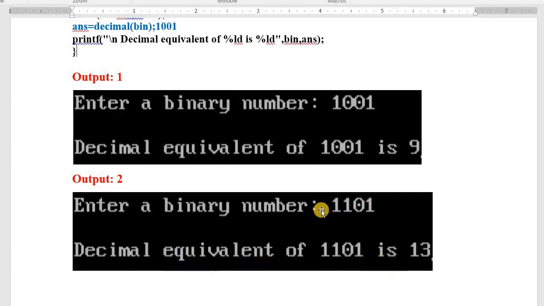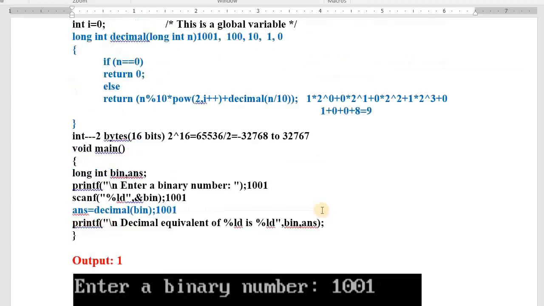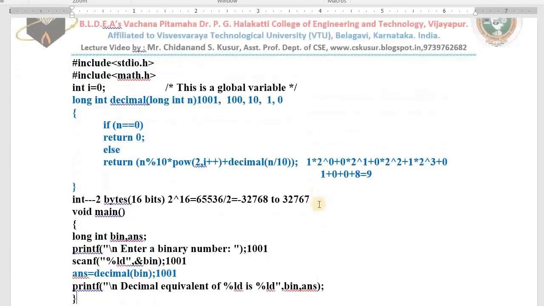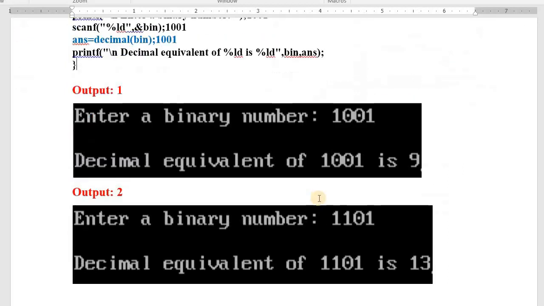In your journal, write a minimum of 2 outputs like this. In the journal, you need to note down the aim, next write the program, next write all possible outputs. I hope everyone has understood.